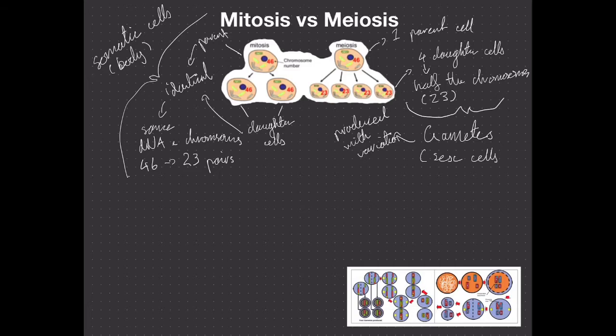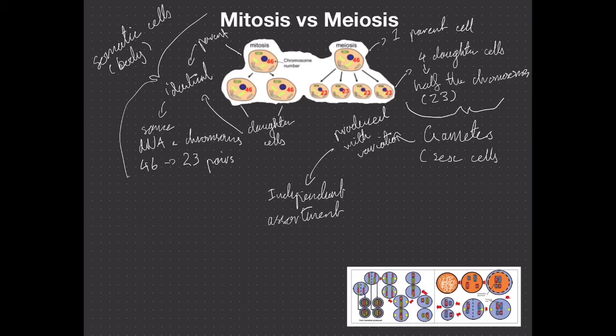Firstly, there's a process during meiosis where our homologous pairs line up. It's different each time. This is called independent assortment, and each contains a different collection of alleles. So we get independent assortment, which is adding to that variation.